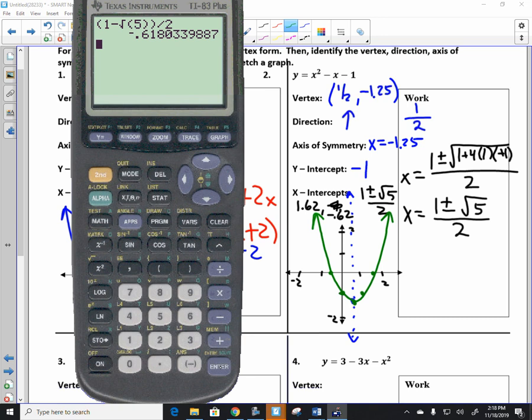Okay, so a review of quadratics. I have the answer key posted. I'm going to come around and help you as you're working.